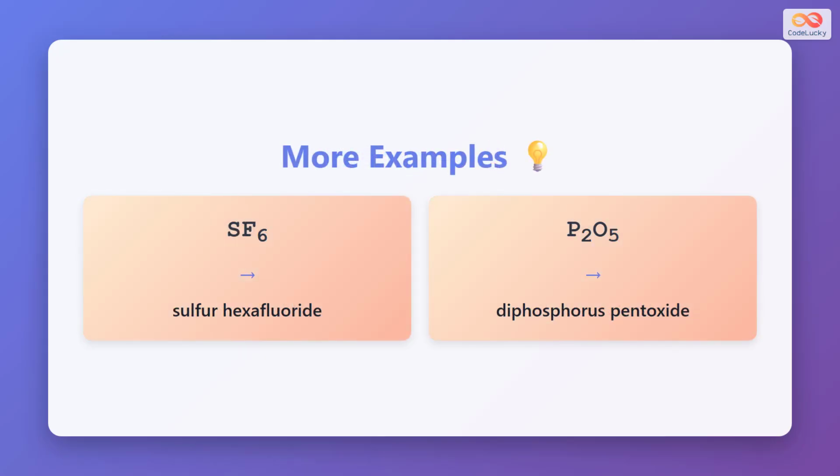Here are more examples to practice. SF₆ is called sulfur hexafluoride. The prefix hexa shows there are 6 fluorine atoms. P₂O₅ becomes diphosphorus pentoxide. The prefix di stands for 2 phosphorus atoms and penta is for 5 oxygen atoms.